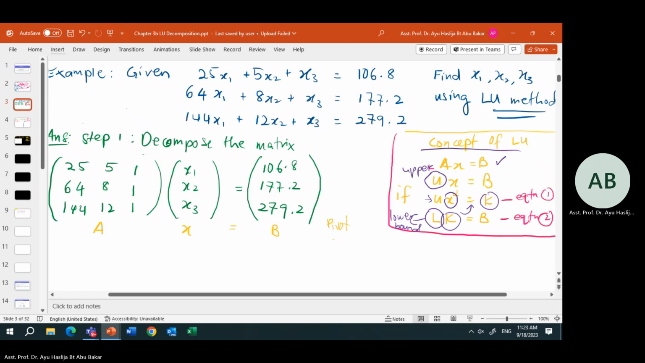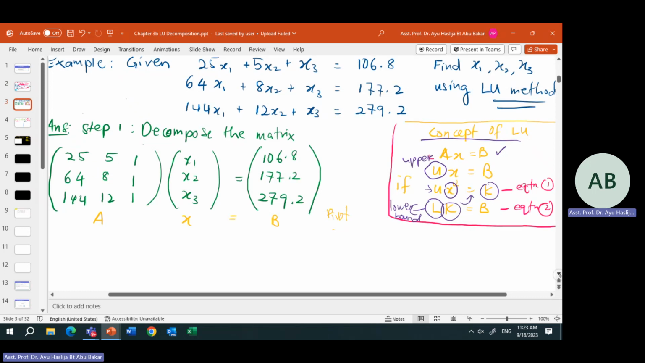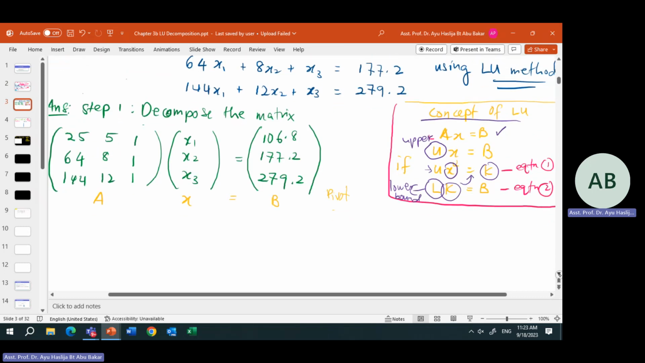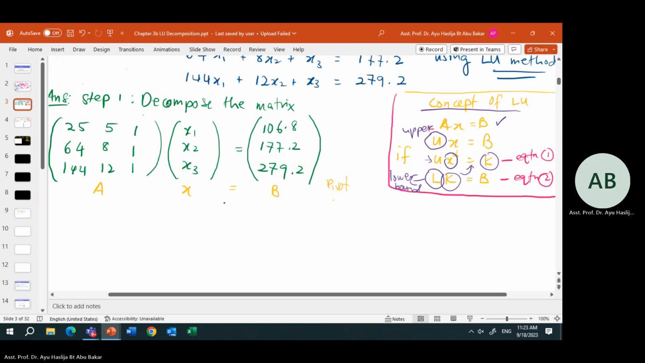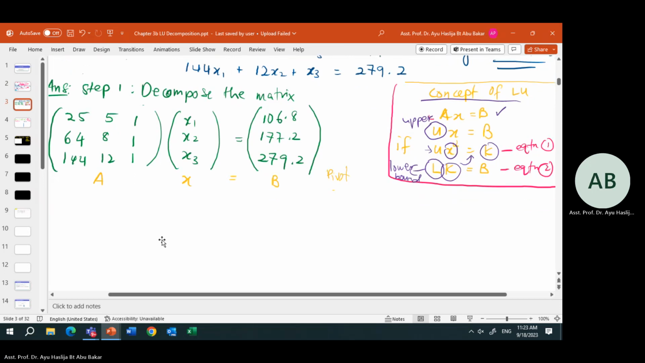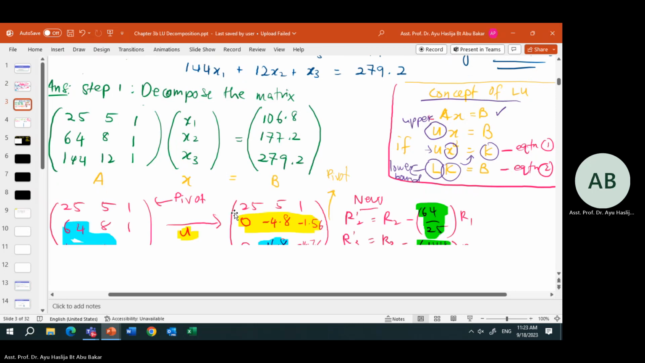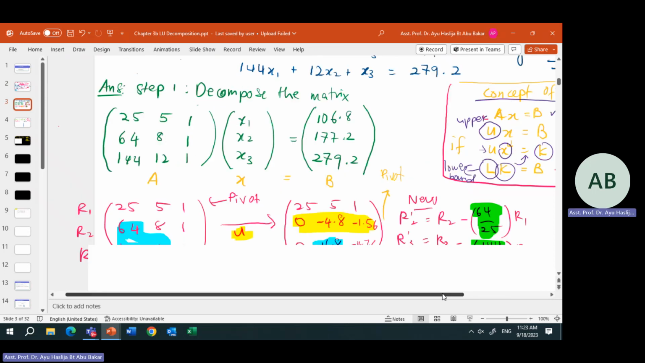Okay? Follow me closely. Let me know if I go too fast or you want me to stop. Now we need to find the lower bound and upper bound.